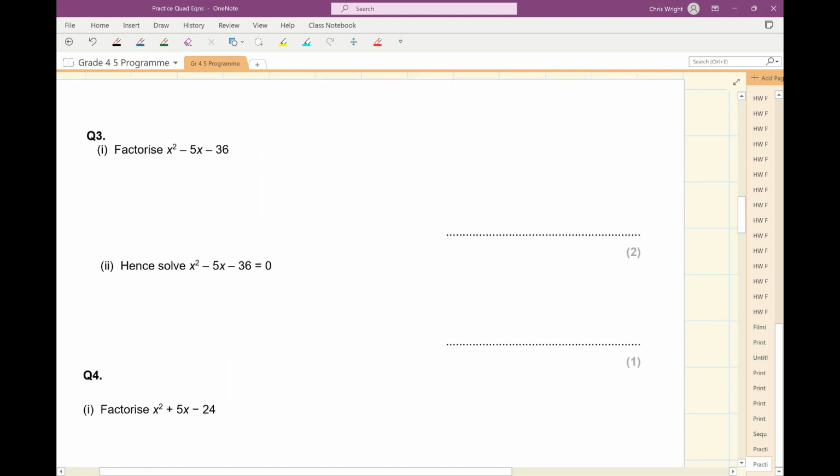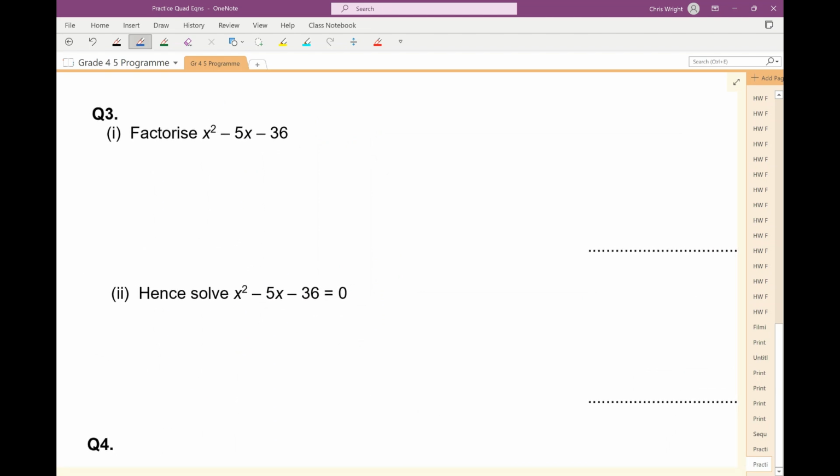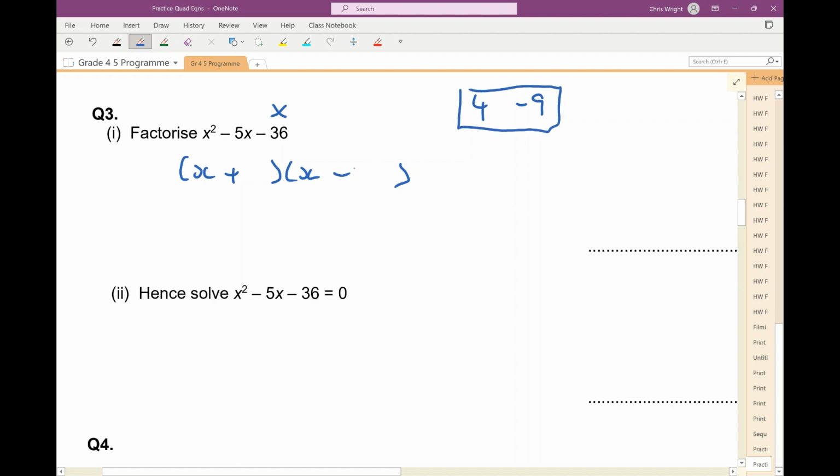Question 3. Again, I'm asked to factorize and then solve a quadratic equation. x and x. Again, my two numbers are going to multiply to a negative, plus and minus. Now, factors of 36, such as 4 and 9. In fact, 4 and 9 is a good one, isn't it? Because if I make that minus 9 and 4, then I'm going to end up with minus 5x. So I'm going to have plus 4 and minus 9. So down here, when I solve this quadratic equation, I'm going to have x plus 4 times x minus 9 equals 0. So x equals minus 4 and 9.